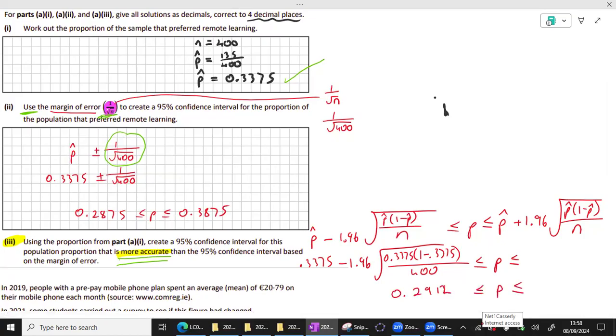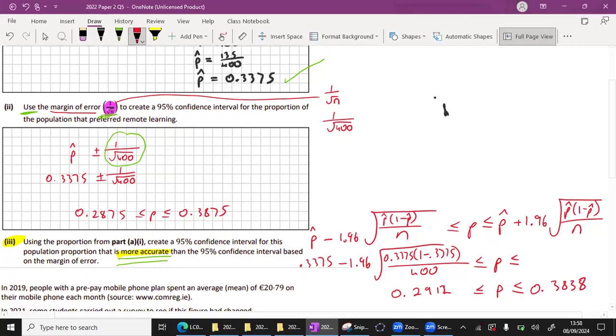Now, I'm not going to delete my screen. Remember, like we did in class, I'm just going to scroll back and change the minus to a plus. That's all I'm going to do. Just change my minus to a plus, 0.3838. Now, this is supposed to be more accurate.